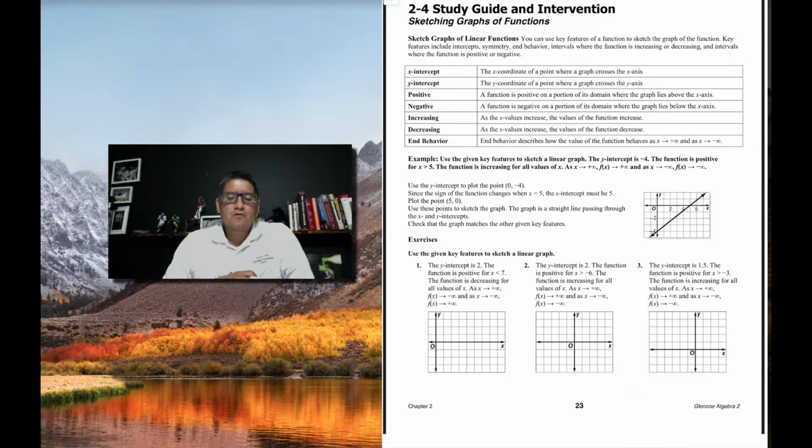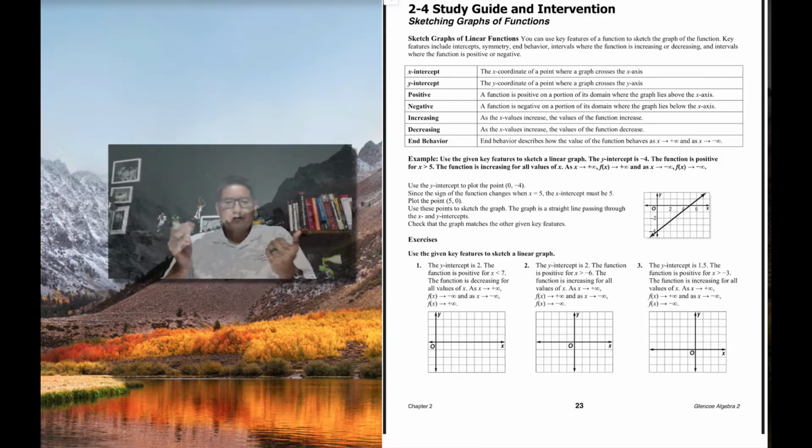In this video, we're going to be working out one of the worksheets in your lesson here for 2.4. In this lesson, we're going to be sketching graphs based off of some of the information that you're being given. Okay, so let's go ahead and get started.